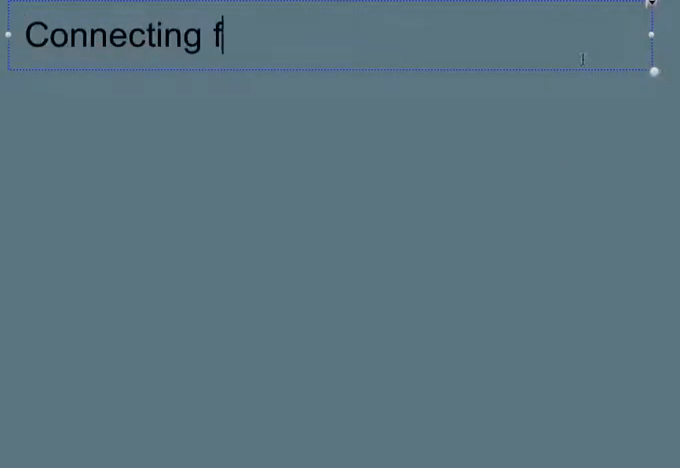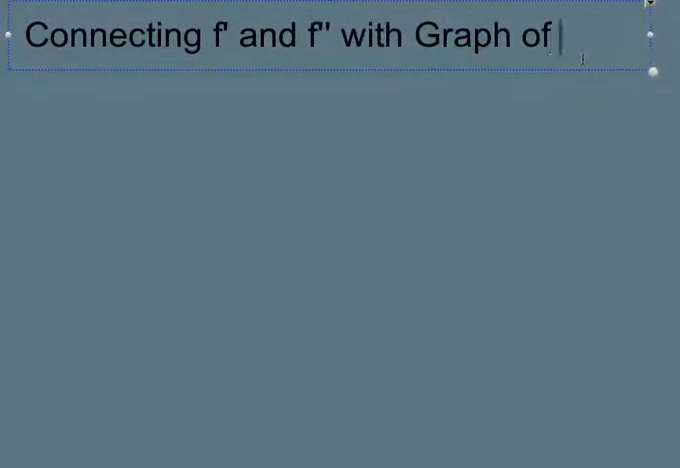Okay, so we're going to look at concavity today in this video. I'm skipping to concavity because the whole title of this section in this unit is connecting the first derivative and the second derivative with the graph of f. We have multiple tests that we're going to look at.